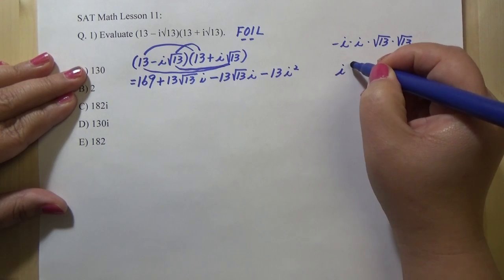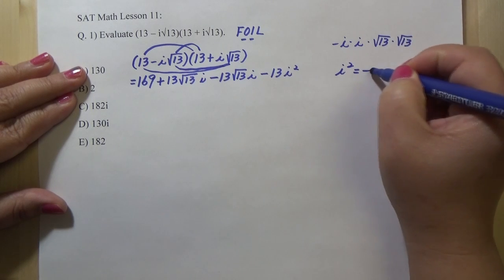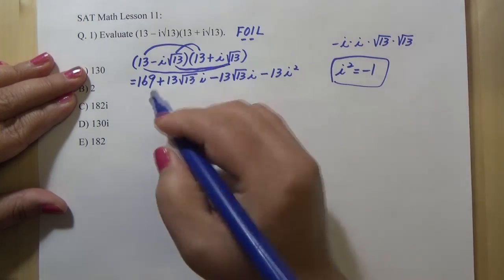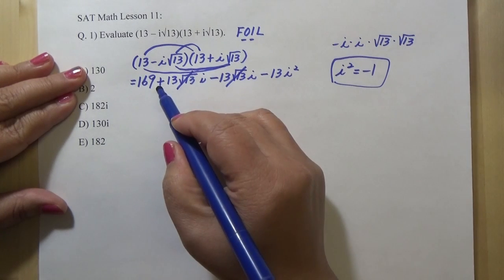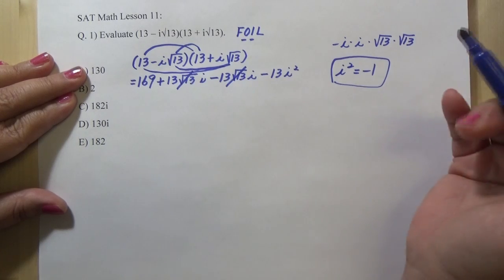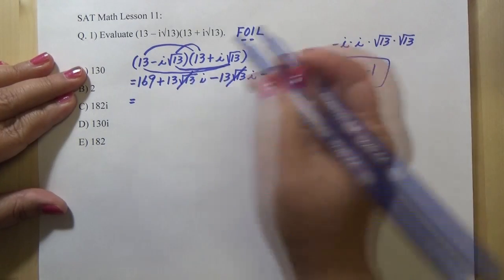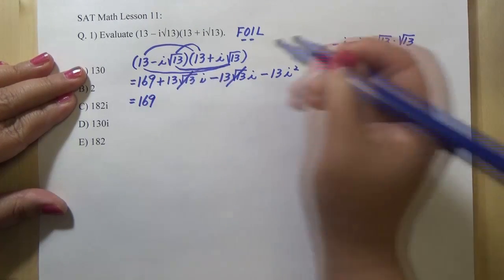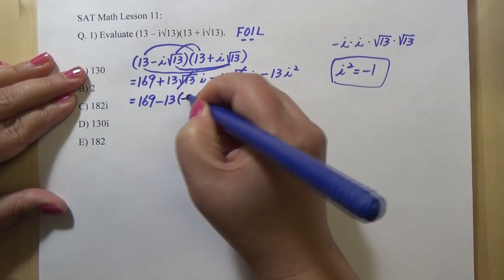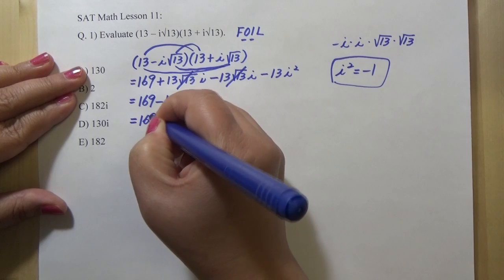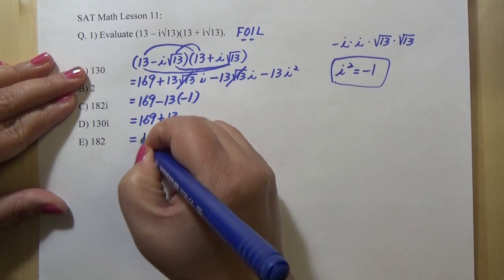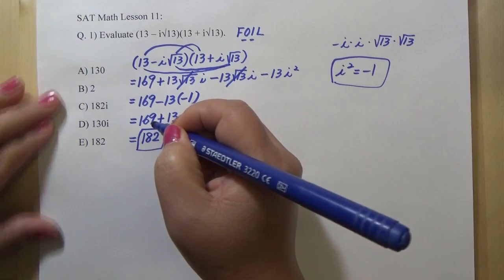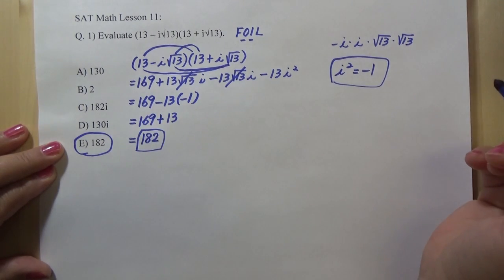And the definition we have, i squared is equal to negative 1. This is the definition. And then we're going to organize this expression. This term and this term will be cancelled out because this is plus, this is minus, everything else is the same. And I'm gonna rewrite this again. 169 minus 13 i squared, where i squared is negative 1, is equal to 169. Negative 13 times negative 1 is positive 13. And 169 plus 13 is 182. So, the answer is E. So, this is easy enough. So, let's practice more.